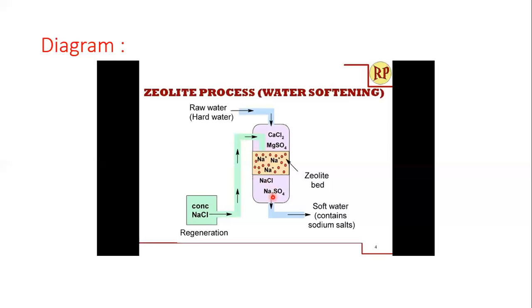Now, after the process in this bed, we have the calcium zeolite and the magnesium zeolite. That means the outgoing water sample contains an equivalent amount of Na+ ions. So by using this outlet, we can collect the soft water which contains the sodium salt.